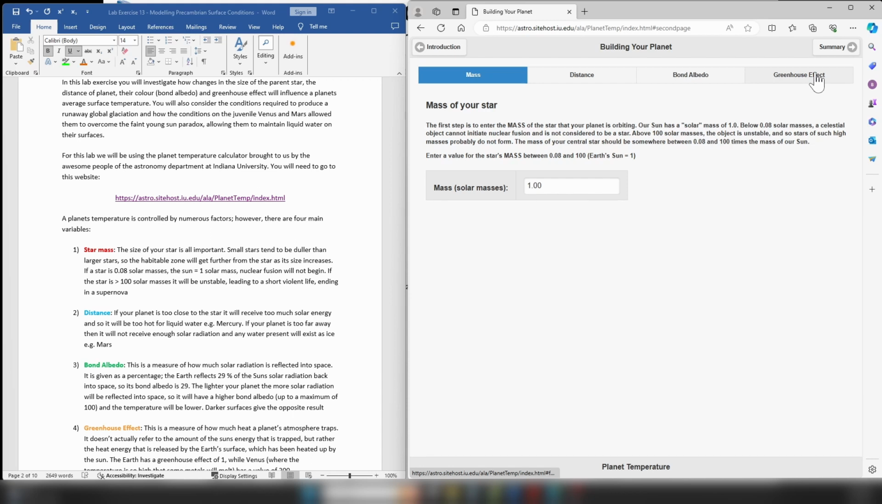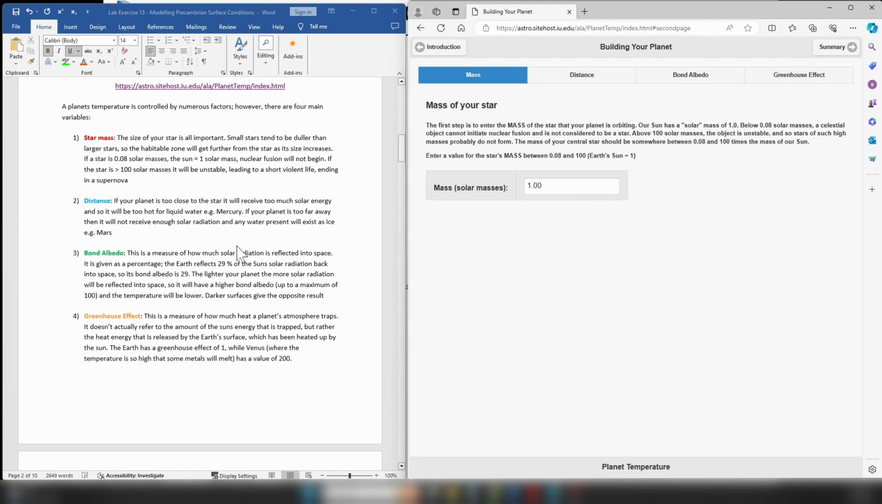So before we get into that, let's just run through our variables in slightly greater detail. So the first variable is the star mass. The size of our star is going to be important. Smaller stars tend to be duller when compared to larger stars. And so this obviously means that if you want your planet to receive enough solar radiation to keep the surface temperature above freezing, you need to move your planet closer to these smaller, duller stars, whereas with these bigger, brighter stars, you need to move your planet further away.